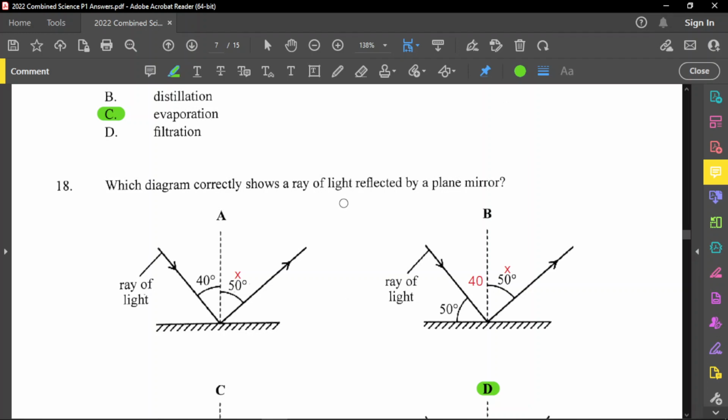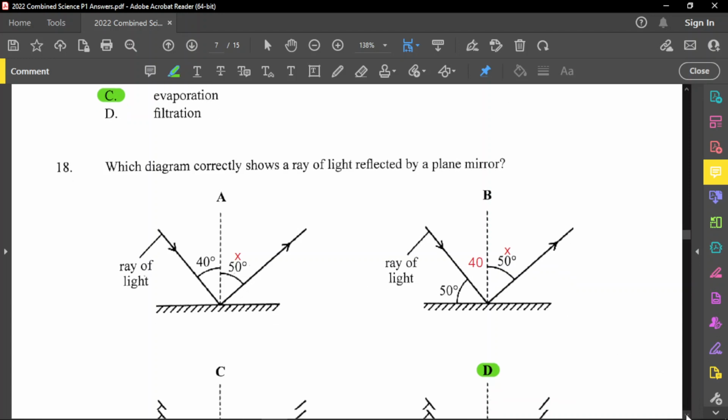For question number 18, which diagram correctly shows a ray of light reflected by a plane mirror? Just to make a note that the angle of incidence must equal the angle of reflection. And so therefore option A is incorrect, because you have 40 and 50. You should have 40 and 40 or 50 and 50. So B is also incorrect. As a matter of fact, B is the same thing as A, if you notice, because here is 50. This must be 40, because the total is 90 on this side. And so therefore A and B are the same exact thing. So those two are incorrect.